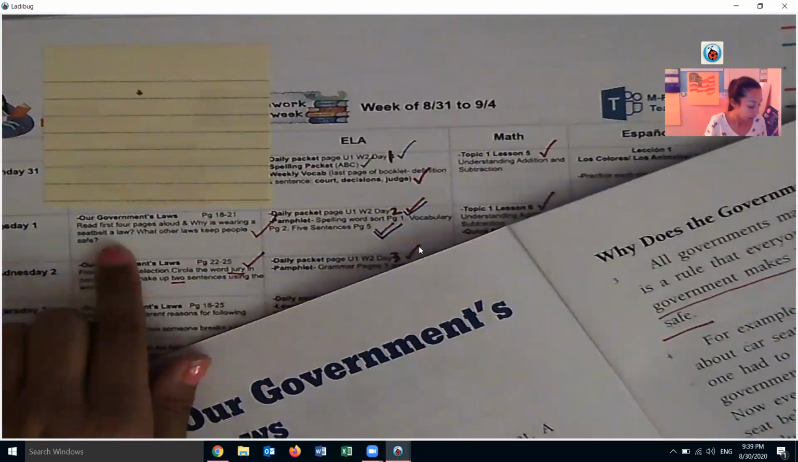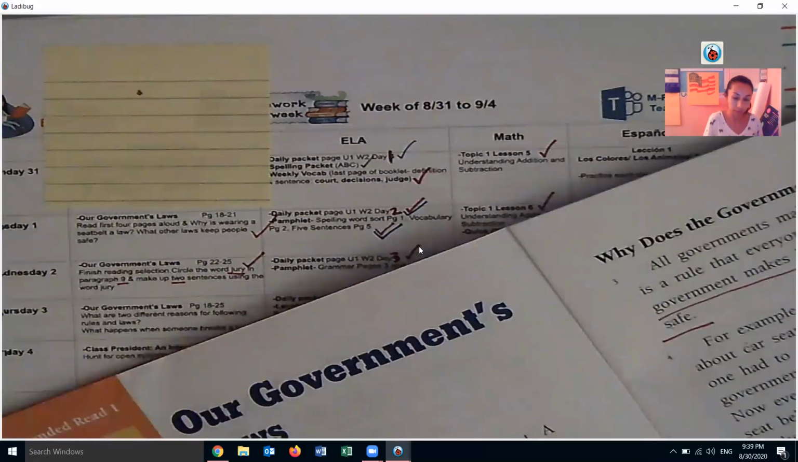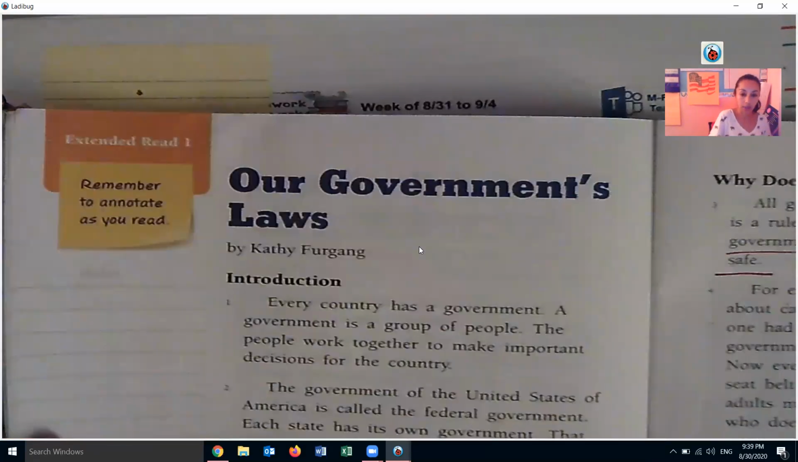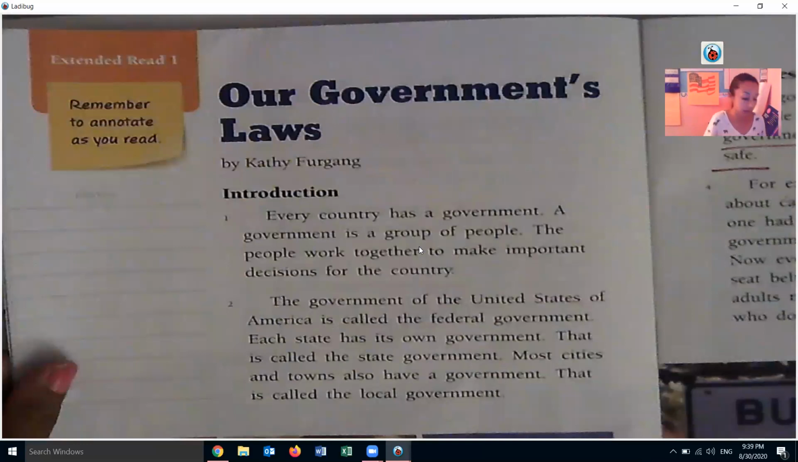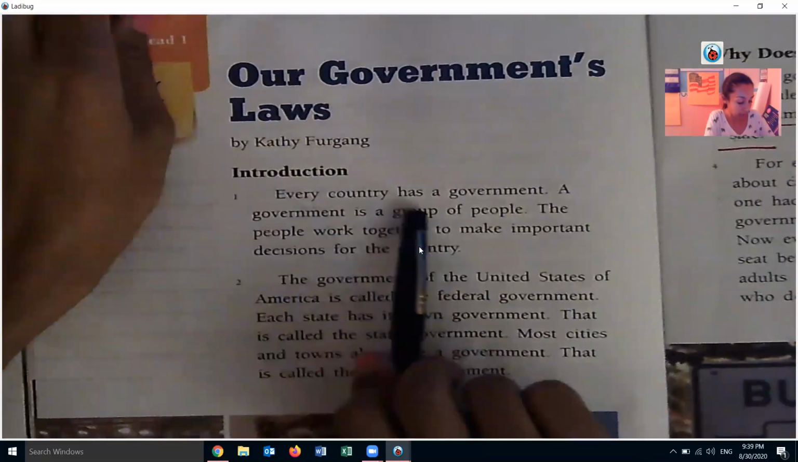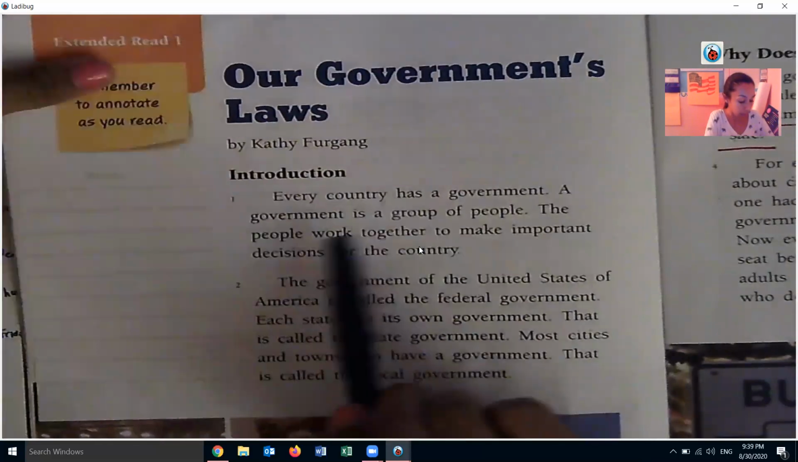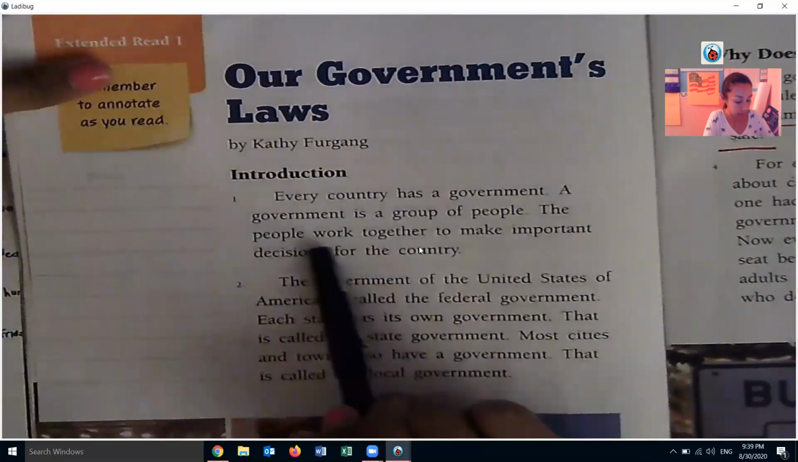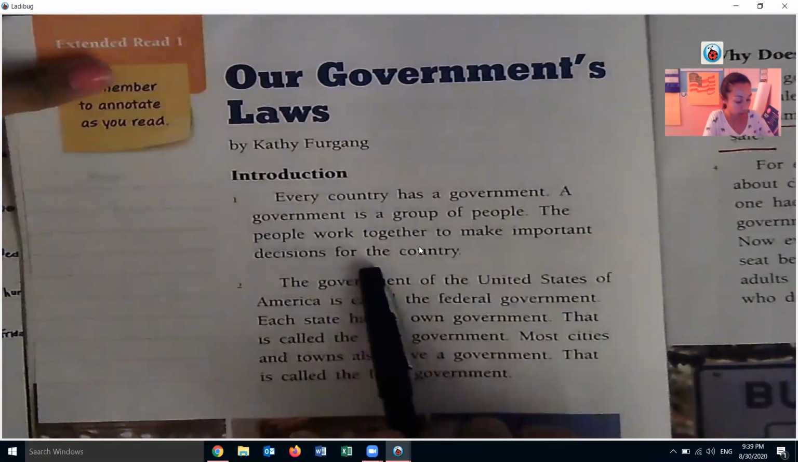21. Why is wearing a seatbelt a law? And what are other laws that keep people safe? So I'm going to start reading here. Our Government's Laws by Kathy Fergang. Introduction. Every country has a government. A government is a group of people. The people work together to make important decisions for the country.